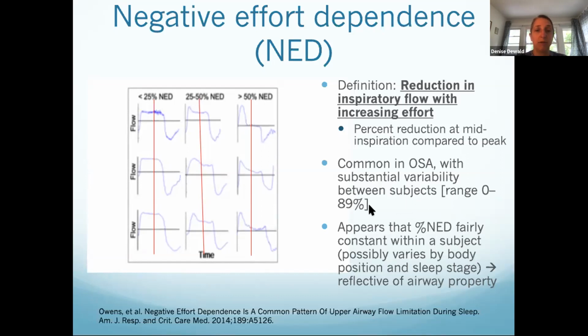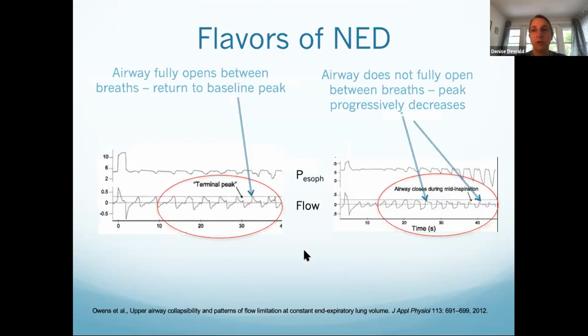But there's substantial variability between subjects, and the negative effort dependence is fairly constant within a subject, according to this study here. But I think it really varies by sleep position as well, and maybe sleep stage. This negative effort dependence seems to be reflective of an airway property. And there are two different flavors of negative effort dependence.